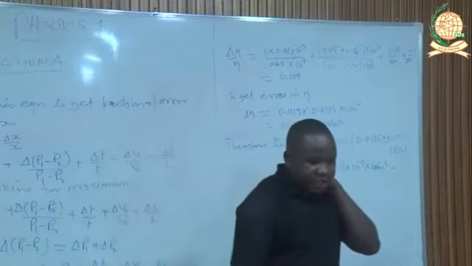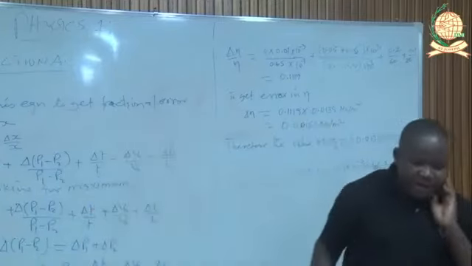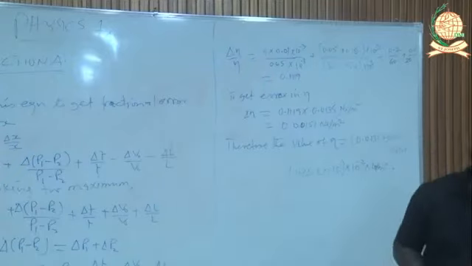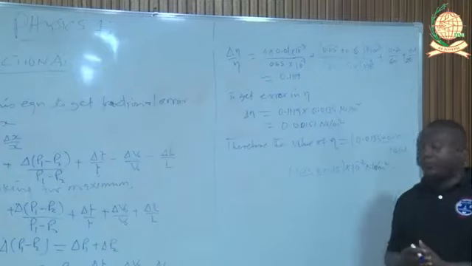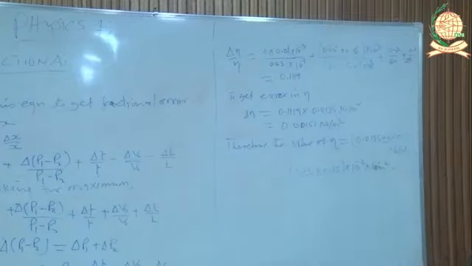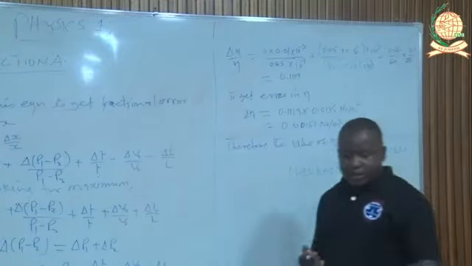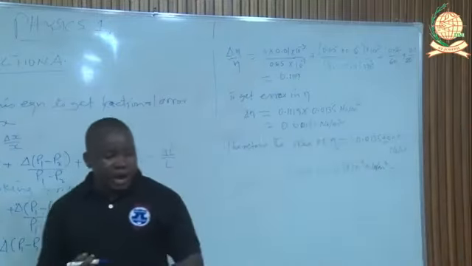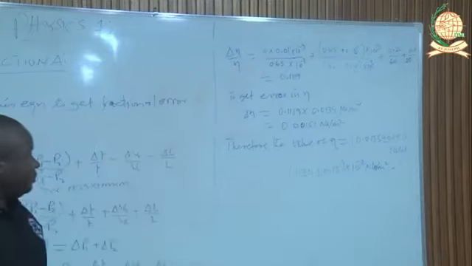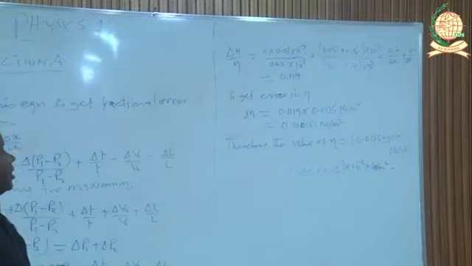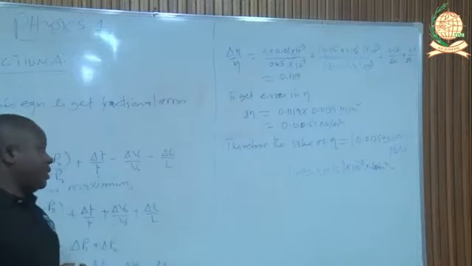The other part, B: distinguish between systematic error and random error. Hence, suggest one method used to minimize each type of error. Systematic errors are errors occurring in the measurements due to known reasons or known causes, while random errors are errors that occur in the measurements due to unknown causes. That means you cannot suspect the cause of those errors during measurements.